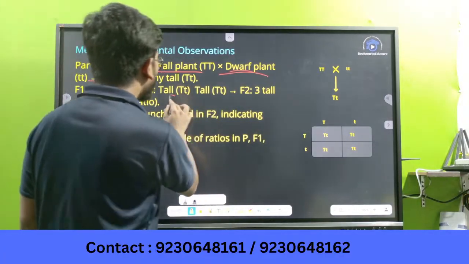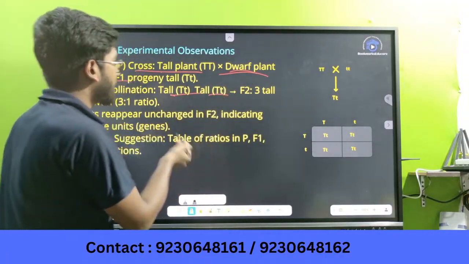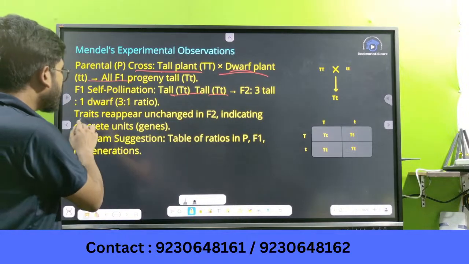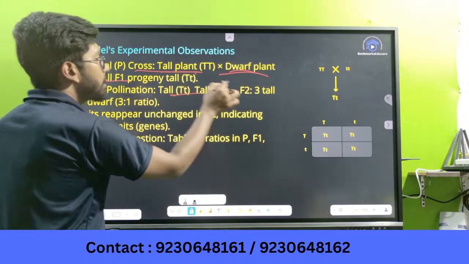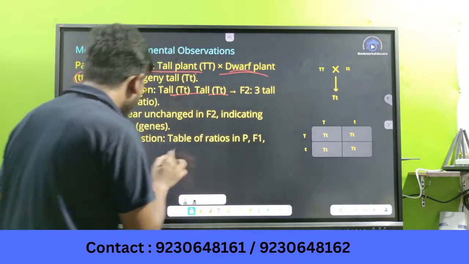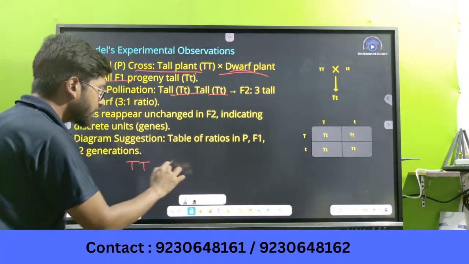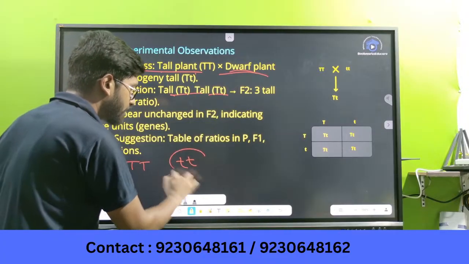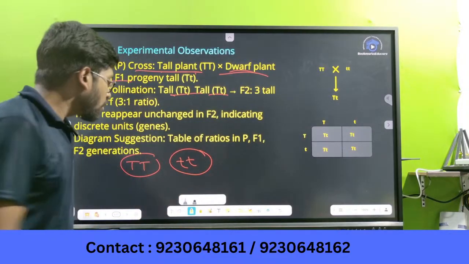For the tall plant, he wrote capital T, small t, both can be tall, and small t small t for dwarf plant. Let me just explain what TT and tt are. We have seen or studied these symbols. What are these?